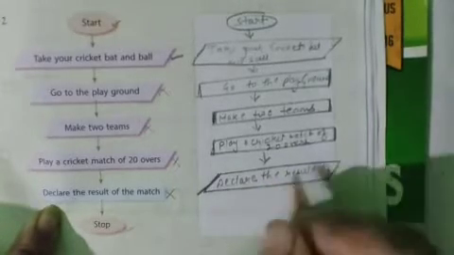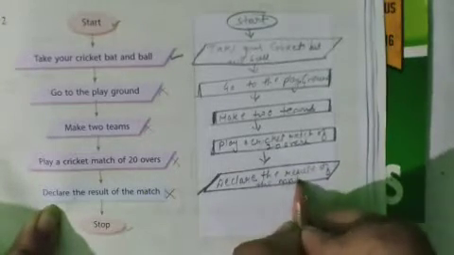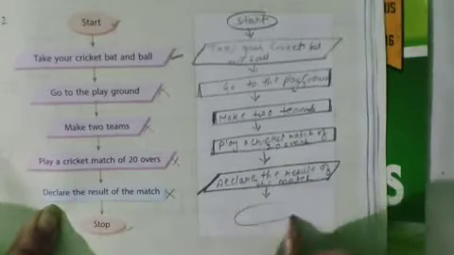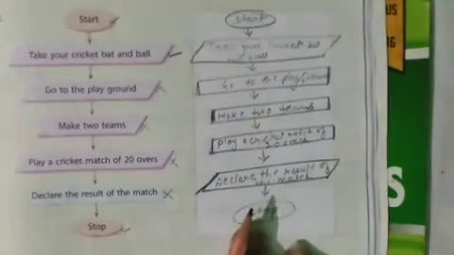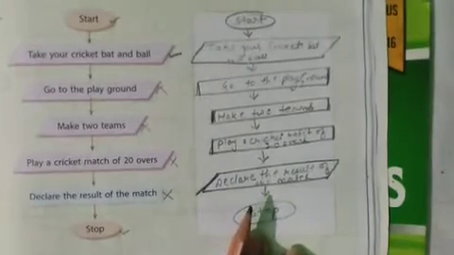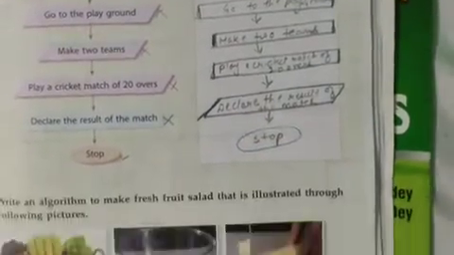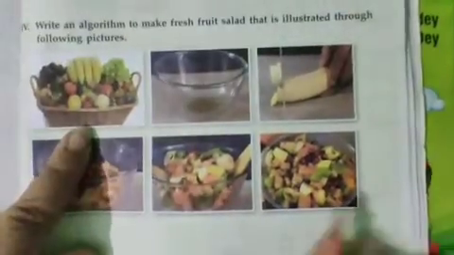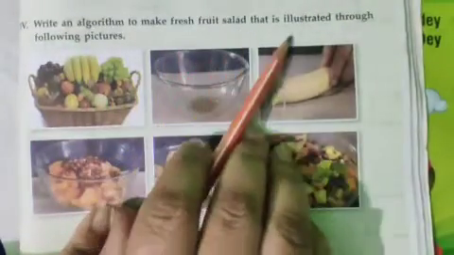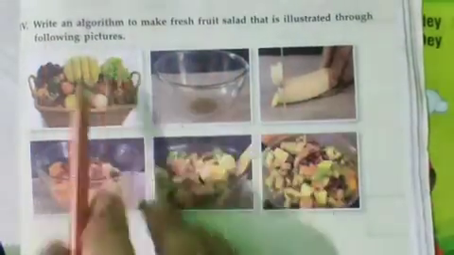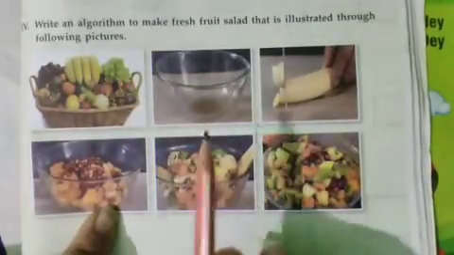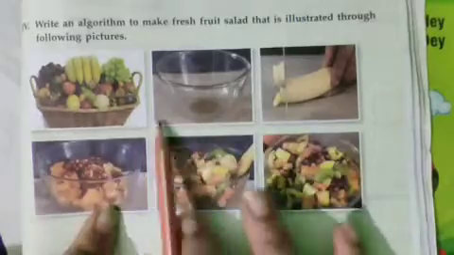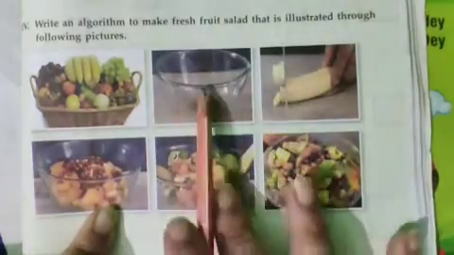Declare the result of the match. Then stop. Okay, children, this is how you have to do the correction in your book. Okay. Now this question number 4, write an algorithm to make fresh fruit salad that is illustrated through following pictures. Here pictures are shown. According to these steps, you have to write down the steps. This work I am giving to you, you have to write down the algorithm of your own. You can use your own words.